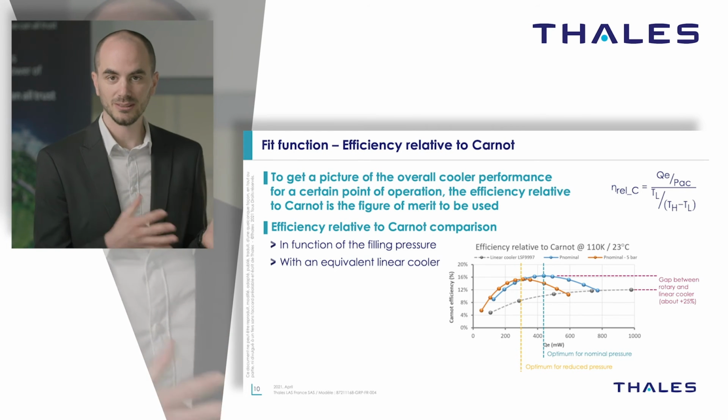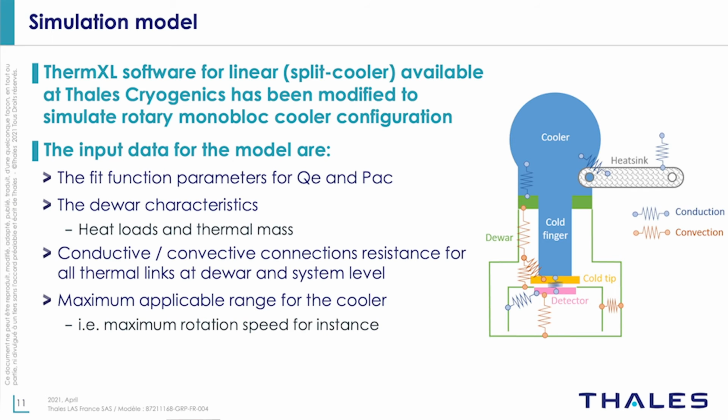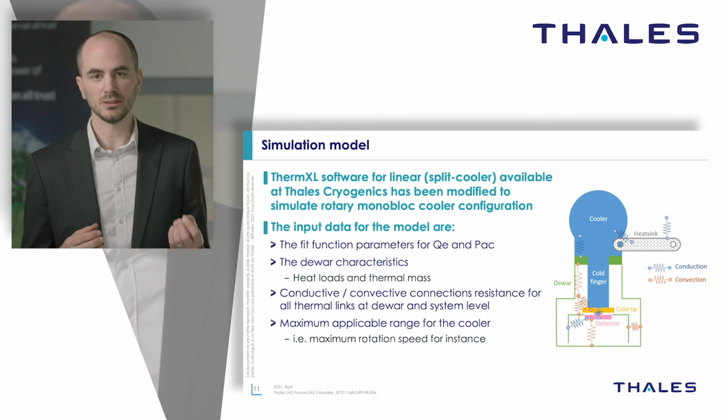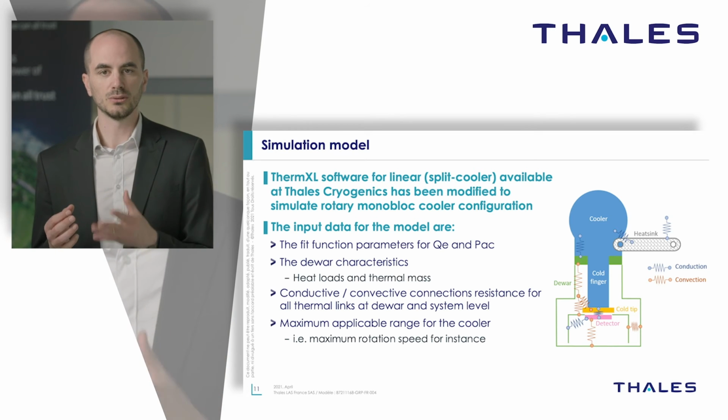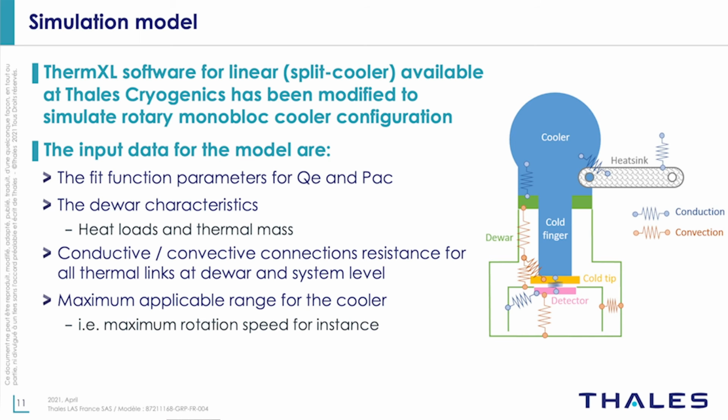We have the mapping, we have the fit function, and at the end we will define a simulation model. The goal is to have a tool able to calculate all the parameters of the cooler as a function of simple input data. We use Thermixel simulation software, and we use a model defined for linear coolers that we adapt for rotary coolers. The input data for this model is, on one side, the fit function parameters, the Dewar characteristics, and the conductive and convective connection resistance. We can use default values if we don't know them.